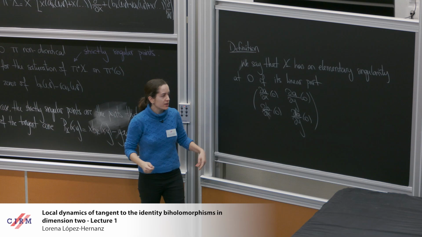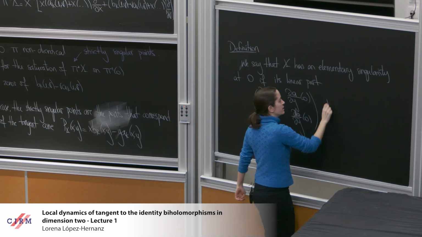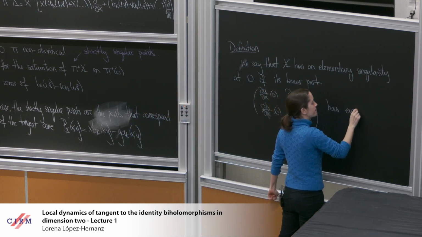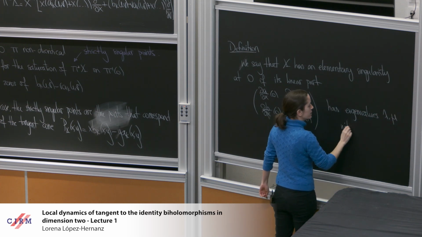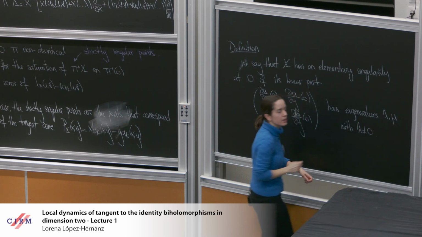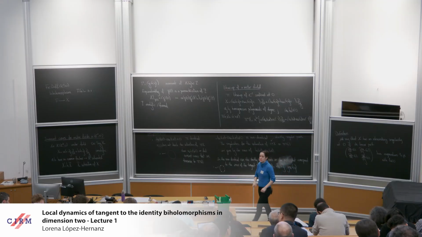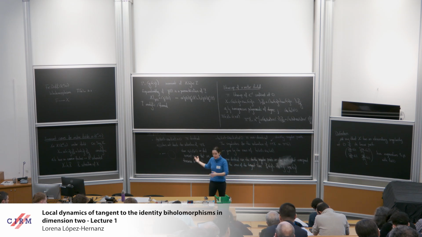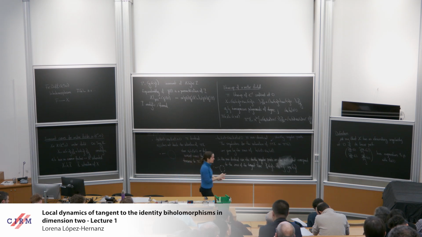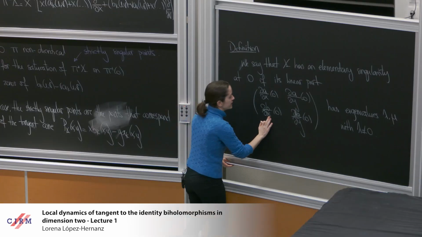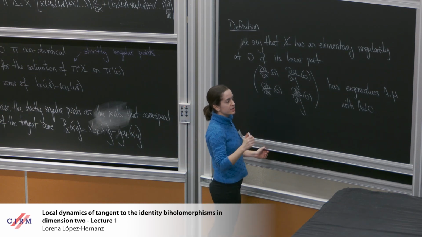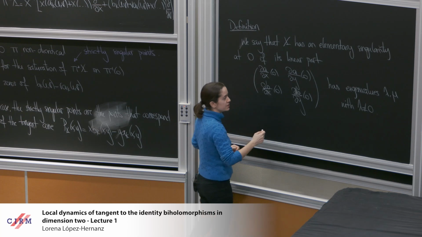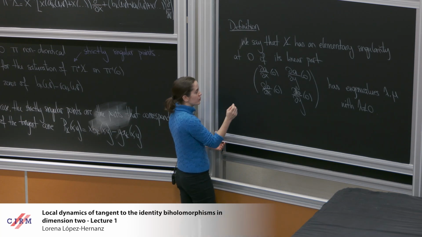is non-nilpotent. So we have two eigenvalues, and at least one of them is non-zero. It has eigenvalues lambda, mu with lambda different from 0. Okay? And we will say that it has a simple singularity. Since I will be relating these results tomorrow with some results about diffeomorphisms, I will not use the standard definition of a simple singularity. I will change it a little bit. So we say that if, moreover, the quotient of the eigenvalues is not a natural number or the inverse of a natural number, we say that it is simple.